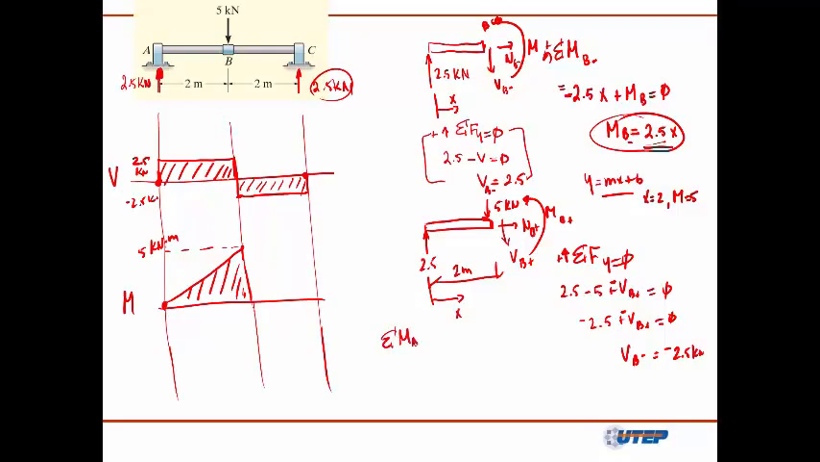So sum of the moments at point B, and I'm to the right, equals 0. And this is very important to follow through. So I have 2.5 times x, and in this case it's negative, plus, then I have 5, and the distance to the right of 5 would be x minus 2, and then plus the moment equals 0.